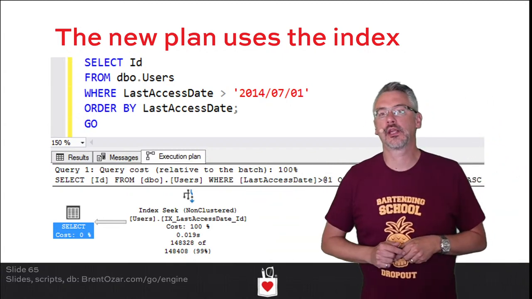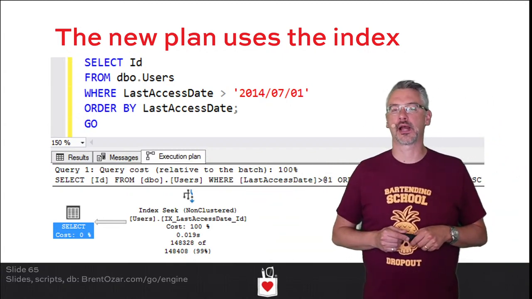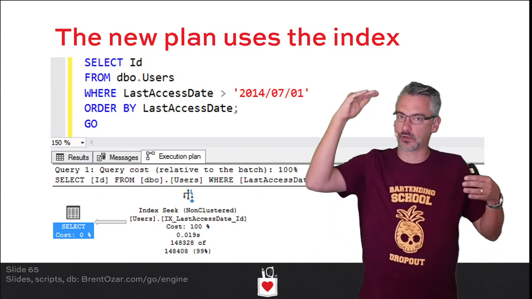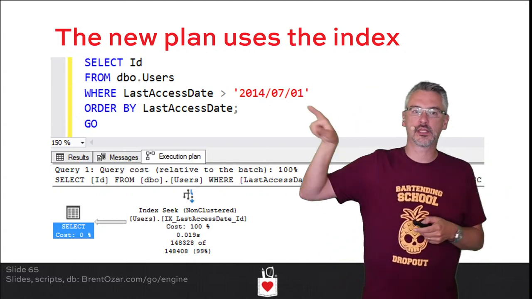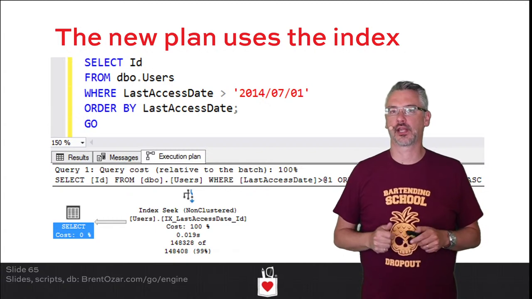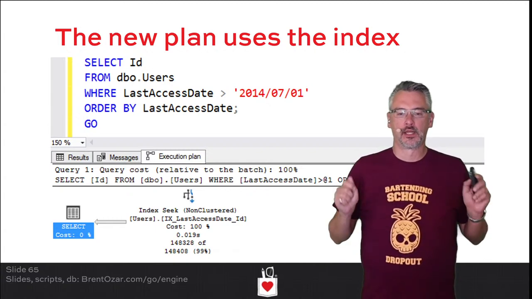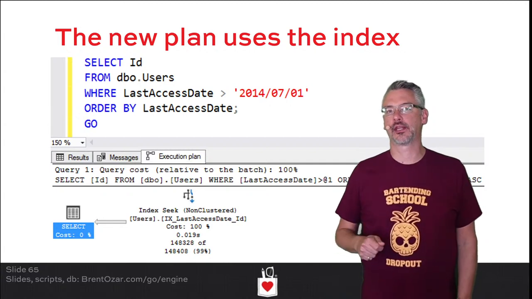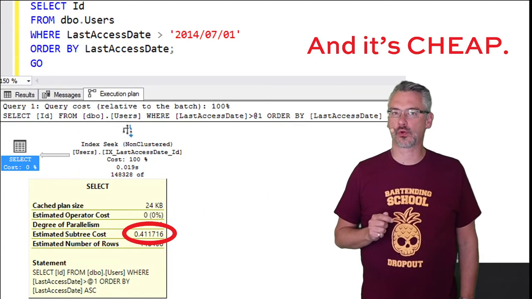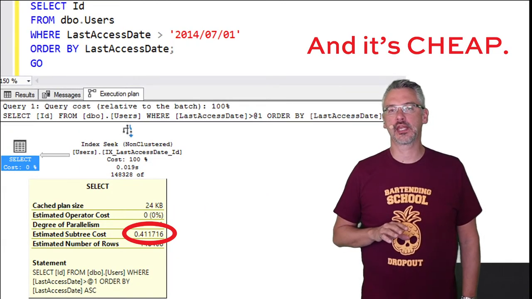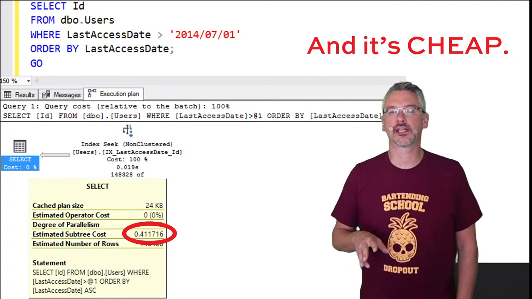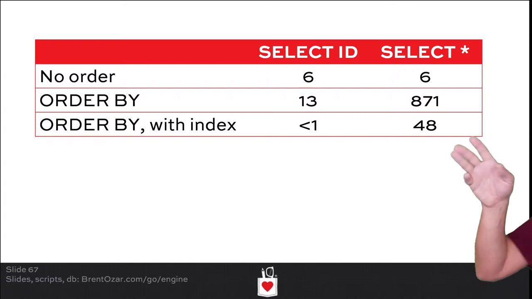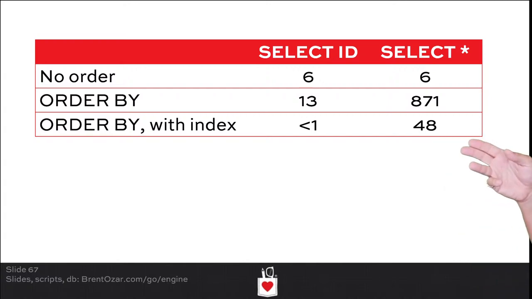There's no sort in here either, because the data is already sorted by last access date. When you're looking at your demo copies of the table, you can see you can jump straight to one date and read them out ordered by last access date. Because I don't have to read so many rows, and because I don't have to do the sorting, the cost on this thing is now down to less than one query buck. Even if I was doing select star, the cost on this has plummeted.